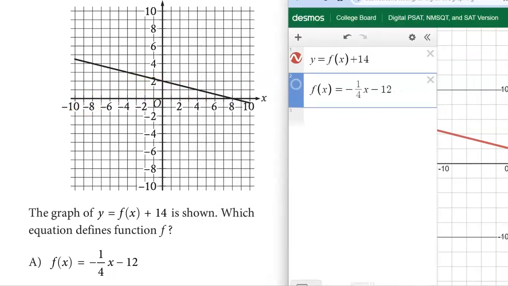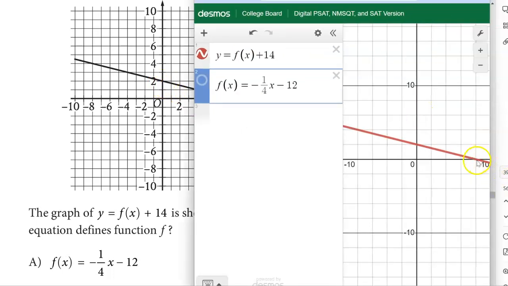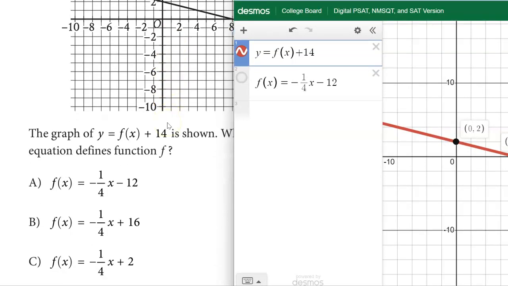So let's look at it. It looks like it crosses the x-axis at 8 and the y-axis at 2. So I'm going to check and see, but it looks like this is 8 and it looks like that is 2, and so this is the correct answer. So answer choice A. Now let's do another one just to show you what happens if you change this.